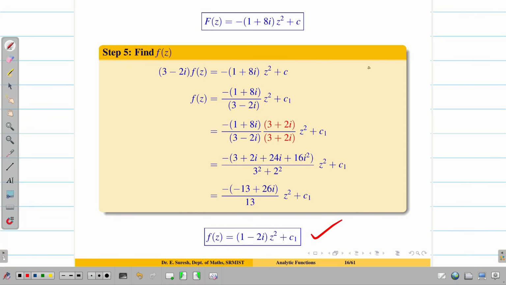Whenever you get a problem in linear combination, don't simply stop the problem with capital F of z. We have to find small f of z at the end.